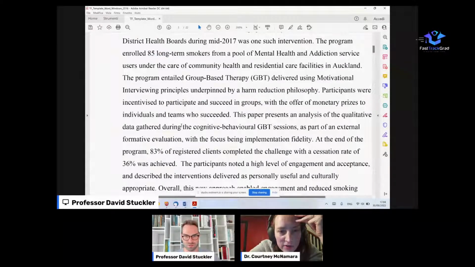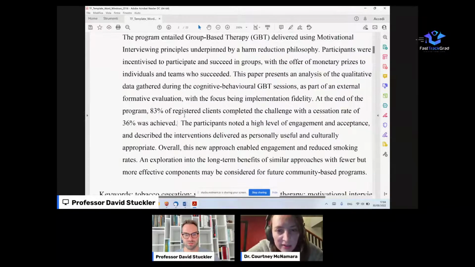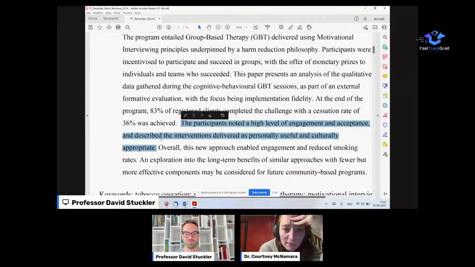I mean, the cessation rate was 36%, and then it goes on to say that the participants had this high level of engagement and acceptance. But why was the cessation rate only 36%? There must have been a reason why that rate wasn't higher, and we don't see any problems being targeted or pointed at in the program. It's just a very rosy picture, but is 36% good? We don't know, and you have to set out the meaning. You're right, Courtney. Sorry, I cut you off there.